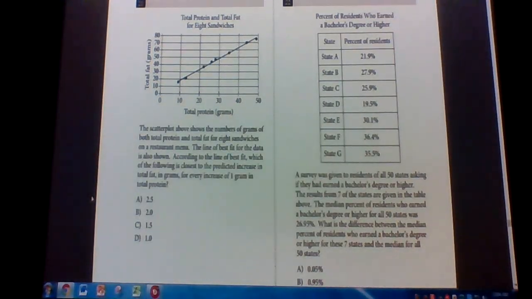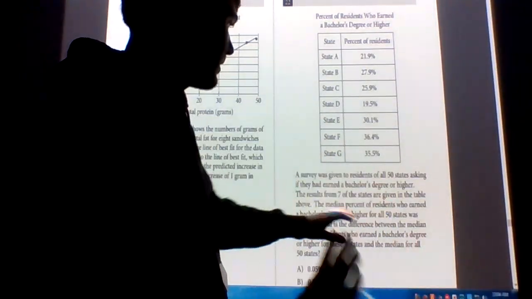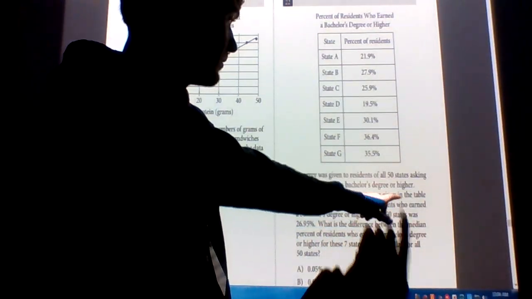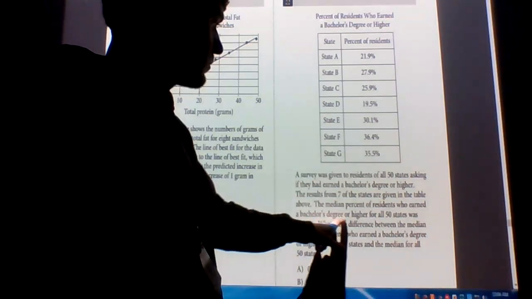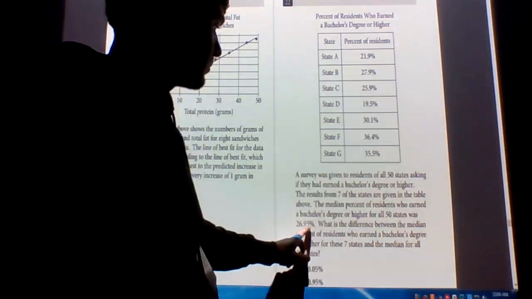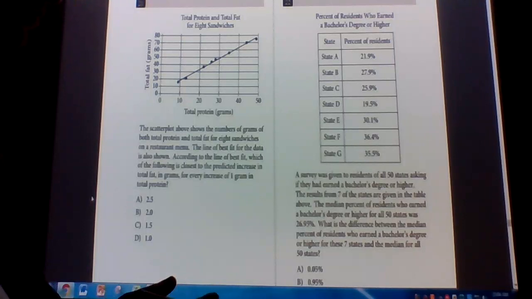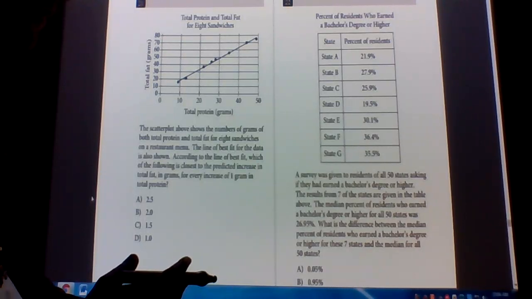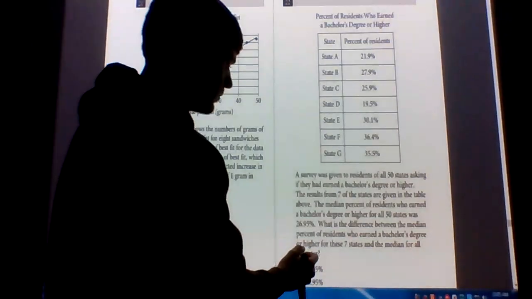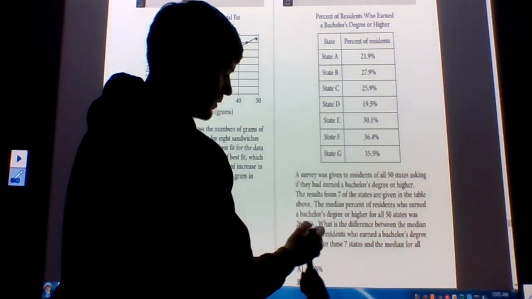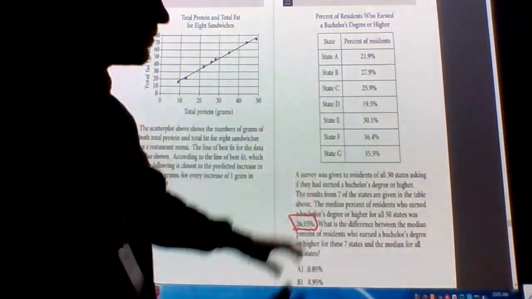Okay. A survey was given to residents of all 50 states asking if they had earned a bachelor's degree or higher. The results from 7 states are given in the table above. The median percent of residents who earned a bachelor's degree or higher for all 50 states was 26.95. What is the difference between the median percent of residents who earned a bachelor's degree or higher for those 7 states and the median for all 50 states? Well, they give us the median for all 50 states was 26.95. And now we need to find the median for these states.